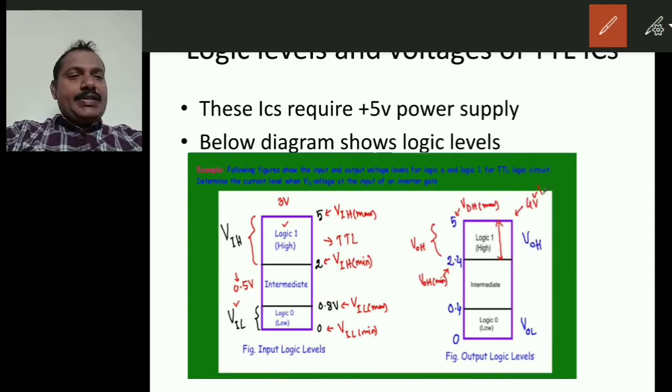Now let us see the output logic levels of TTL IC. Here logic 0 is valid from 0 volts to 0.4 volts. Up to 0.4 volts it is okay, it is logic 0. And from 0.4 to 2.4 it is an intermediate level, that is not valid. And from 2.4 to 5 volts, this is the output high voltage for logic 1.